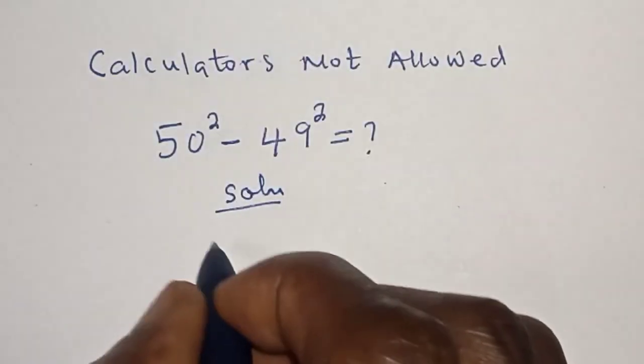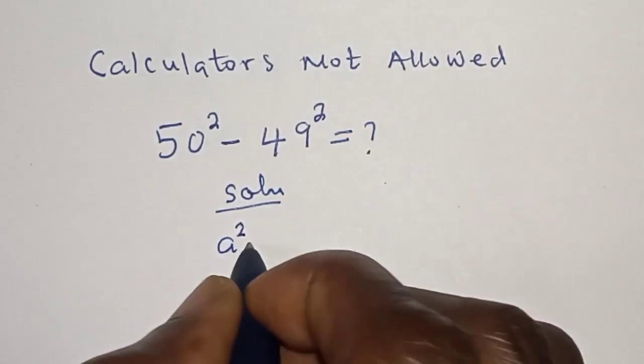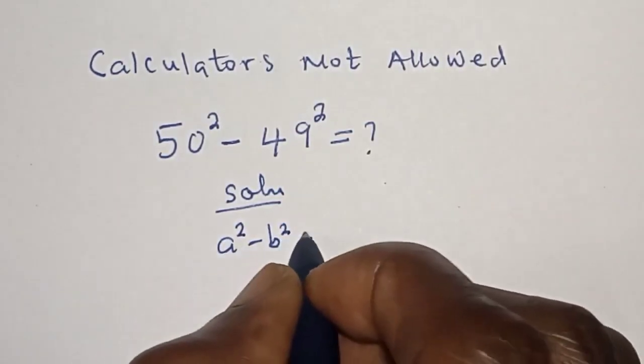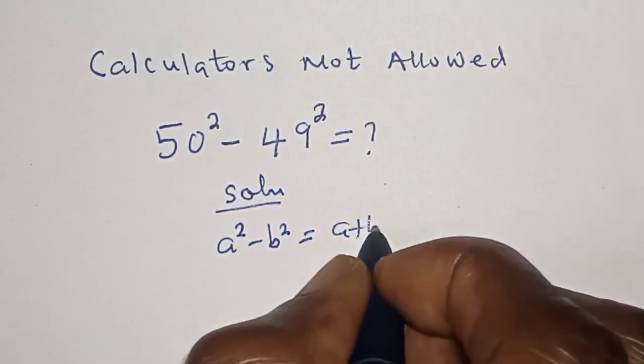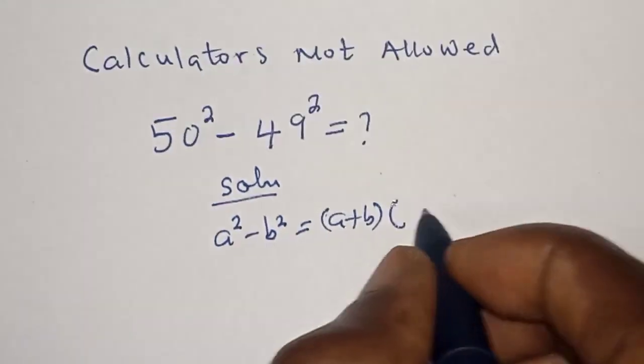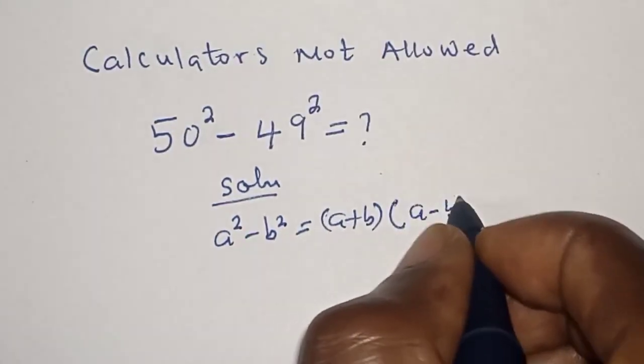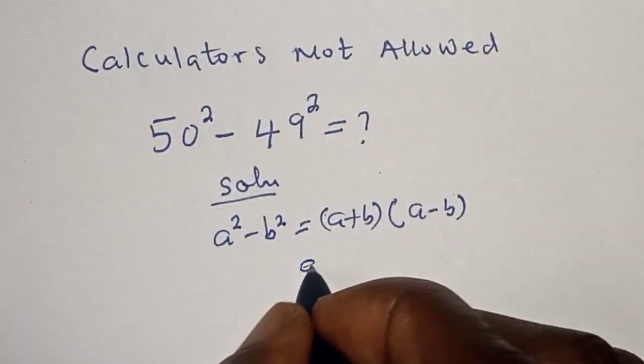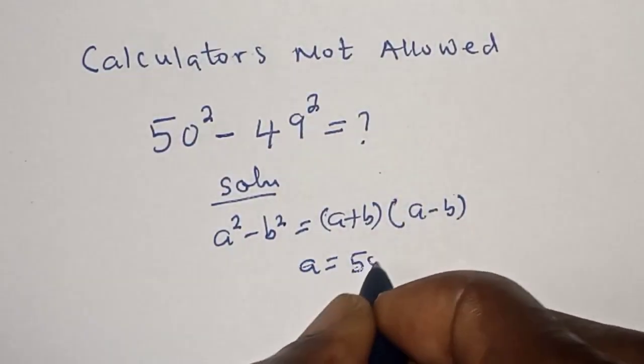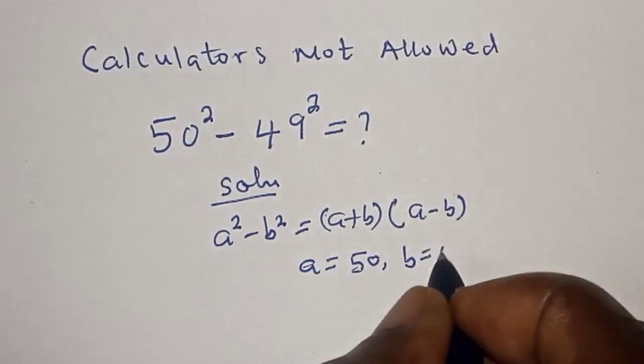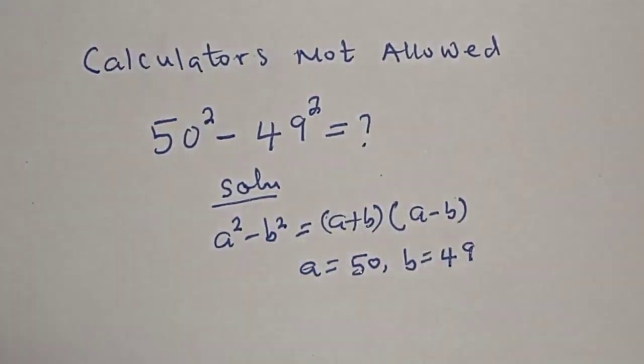Take note of this rule: a squared minus b squared is equal to (a plus b)(a minus b). Then a is equal to 50, b is equal to 49.